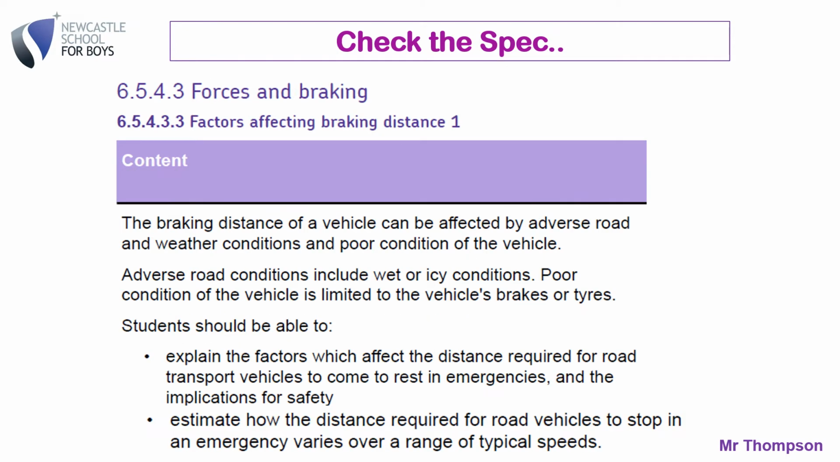What are the factors that affect braking distance? The braking distance of a vehicle can be affected by adverse road and weather conditions and also poor conditions of the vehicle. So it's all about the vehicle and the road. Adverse road conditions include wet or icy conditions. Poor conditions of the vehicle is limited to the vehicle's brakes and tyres. So poor brakes, tyres or icy conditions would mean a longer braking distance.